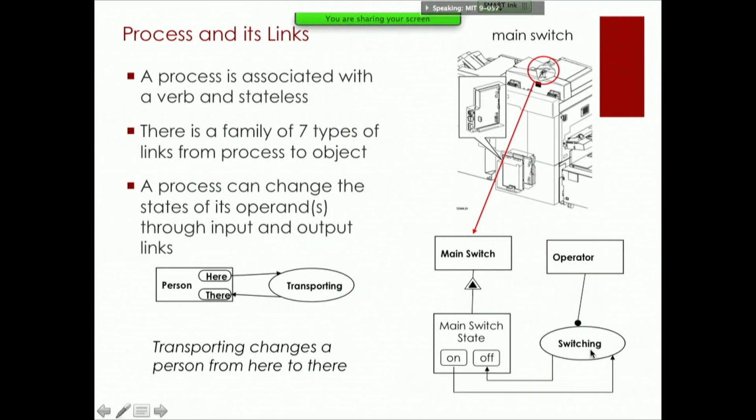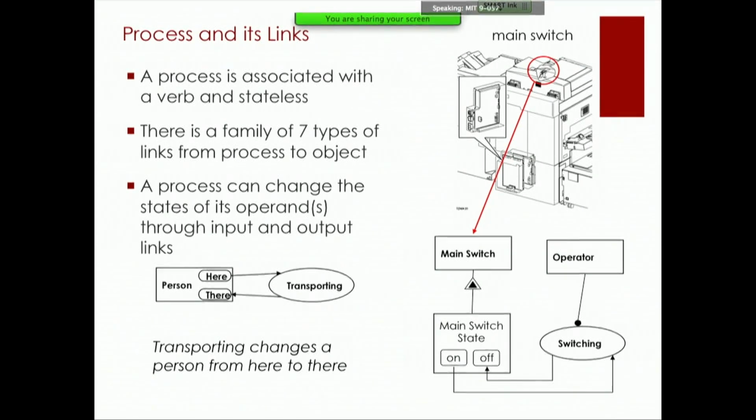The process of switching transforms, in this case, the main switch state from on to off, or we could go the other way. And in order for this to happen, we have here, this is actually slightly different than the instrument link. This is a filled-in lollipop, which is known as an agent link. So the operator is an active agent to carry out the switching process, which changes the main switch state from on to off or off to on. And the main switch state is an attribute of the main switch, right?